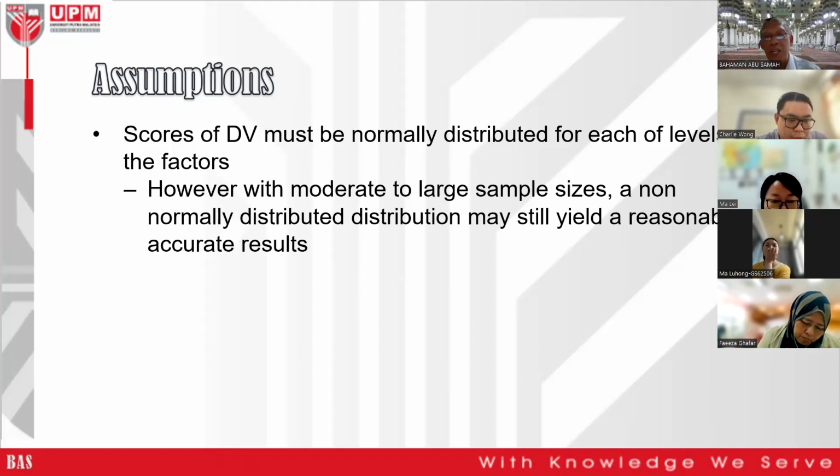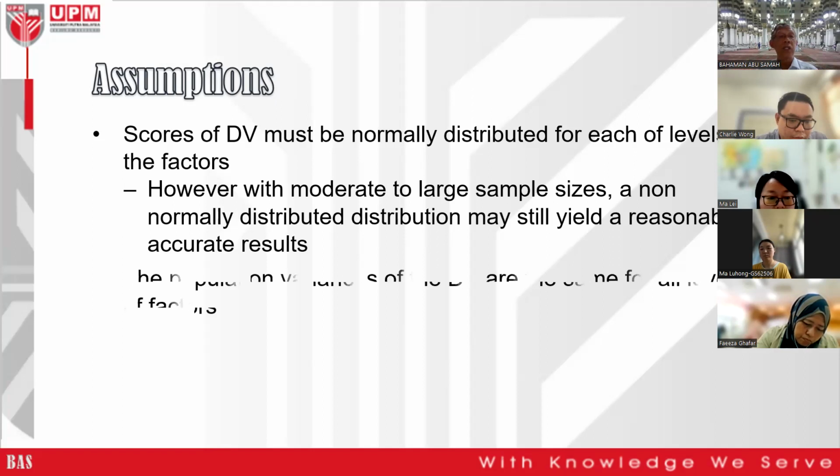However, with moderate to large sample size, a non-normally distributed distribution may also yield reasonably accurate results. I mean, if you have quite a big number of samples, then even though it doesn't meet the assumption of normality, you can still apply factorial ANOVA, and you should be able to get a pretty accurate result for the analysis.